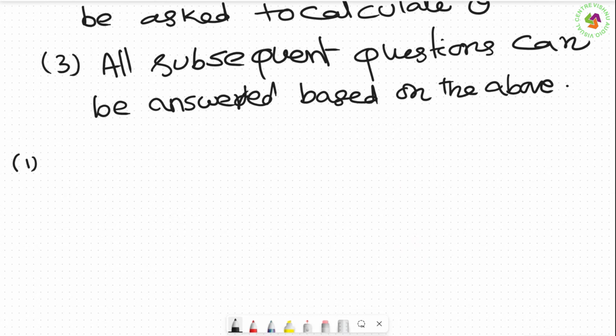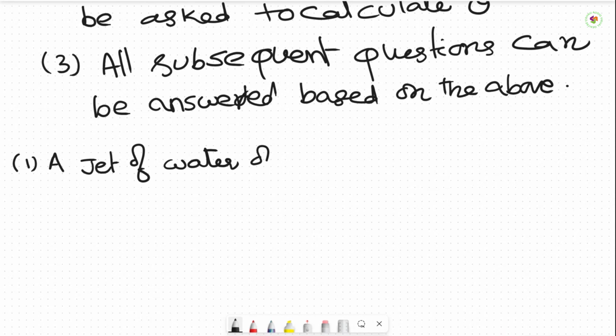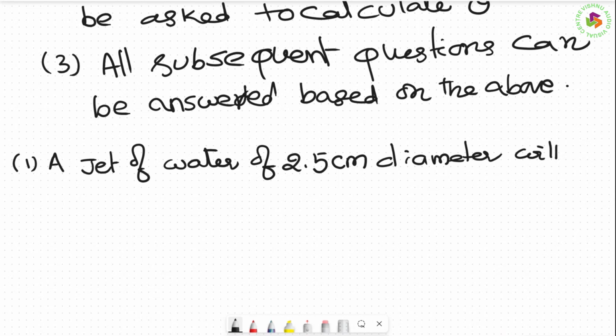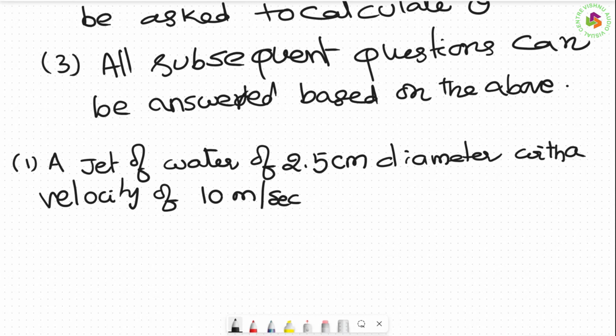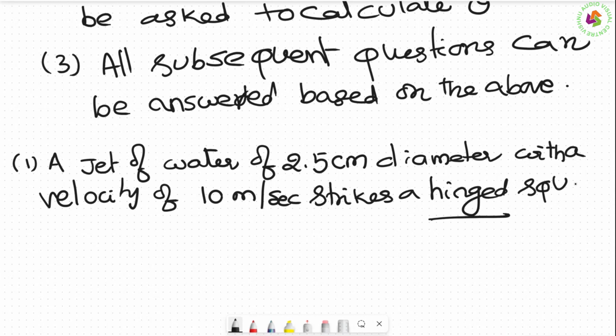I will take the first problem for you. A jet of water of 2.5 centimeter diameter with a velocity of 10 meters per second strikes a hinged square plate.